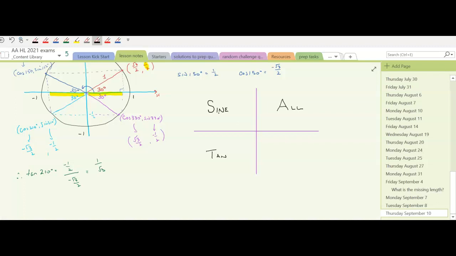Right, x is positive, y is negative. So cosine is the only function that's positive in that quadrant. So when we're dealing with angles in that quadrant, cos is positive, the others are going to be negative. Now, we usually remember this, ASTC, by just the first letters. Right? So I'm going to now remove, so that we've just got ASTC.